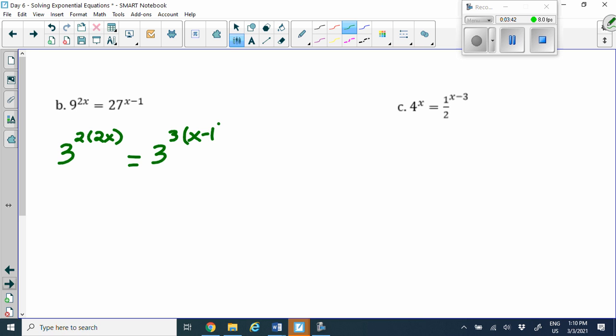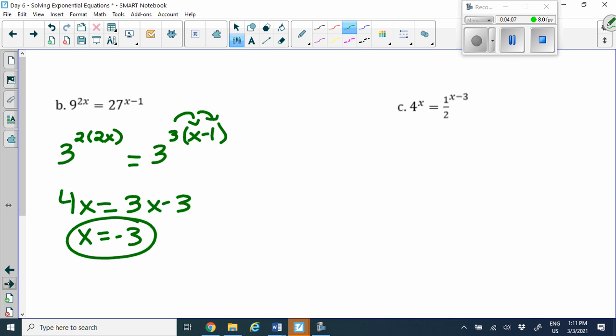Now, don't forget, we need to keep what is already in the exponent. Because our bases are exactly the same, we can go ahead and set our exponents equal to each other. I do have to multiply, so I do 2 times 2x to give me 4x. And I do need to distribute the 3, so I get 3x minus 3. Now I just solve. I'm going to subtract 3x from both sides, so I get x equals negative 3.